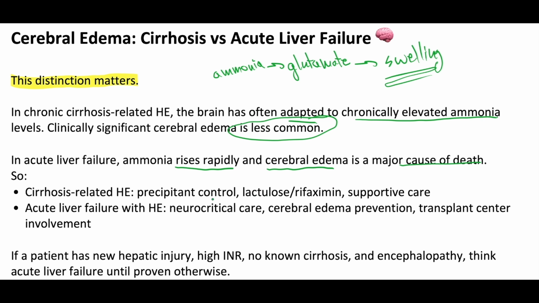So in cirrhosis-related hepatic encephalopathy, you usually, not always, but usually have a little bit of time, right? Precipitant control, lactulose, rifaximin, aggressive supportive care. But in acute liver failure with hepatic encephalopathy, you really have to have a low threshold to involve your neurocritical care folks, cerebral edema prevention, and really transplant center involvement in these patients, because the brain is not adapted to those higher ammonia levels, and as such, that acute rise in ammonia in acute liver failure can be deadly in terms of cerebral edema.